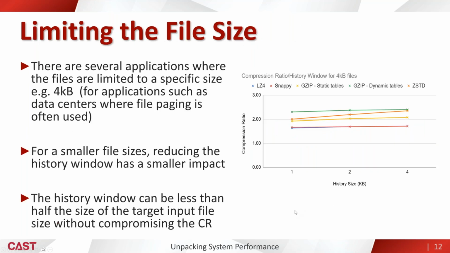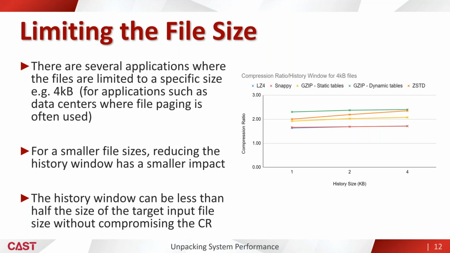This is not the only thing that impacts compression ratio. There are several applications where the files are limited to a specific size, such as applications for data centers or applications for compression for solid-state drives, where file paging is very commonly used. The sizes of the files in such applications are small. It can be 4 kilobytes, 8 kilobytes, or 16 kilobytes. So what happens in such cases?